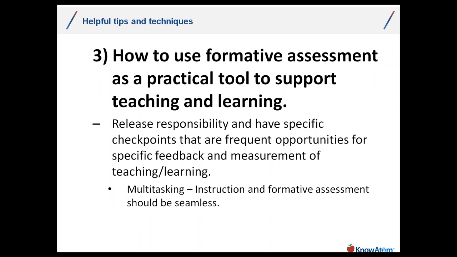Well, release responsibility, number one. Have specific checkpoints, number two. Make sure that those checkpoints are happening, like I was mentioning with a scientific process: question, research, hypothesis, we have a checkpoint, and then we're going on to materials and procedure checkpoint, or materials checkpoint, procedure checkpoint. What's the point of a checkpoint? Not to give a check, not for one student, for a team to come up and say what they've done. It's for all those team members to come up and present what they've done.